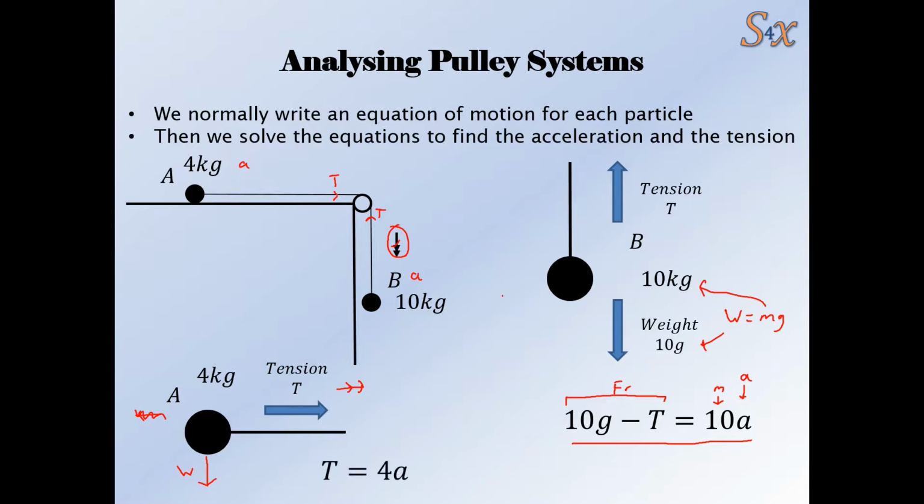So it's really easy for this one. The resultant force is just T. There's no other forces acting on it that we're interested in. And we've got F equals ma. There's the mass. There's the acceleration. And there's another equation of motion, but for particle A this time.